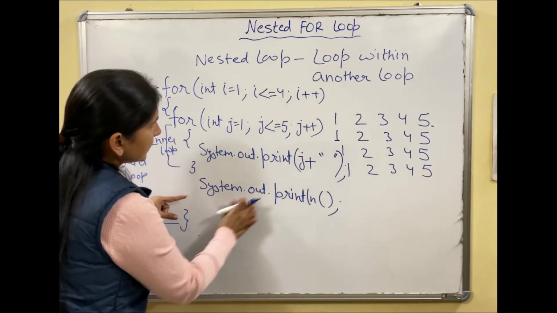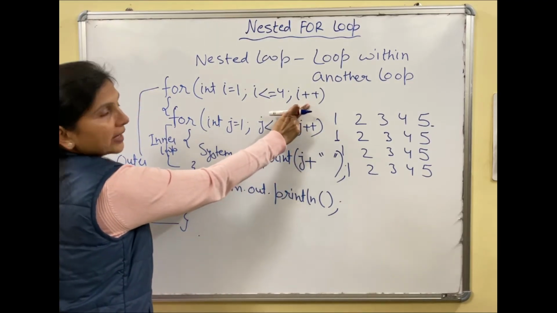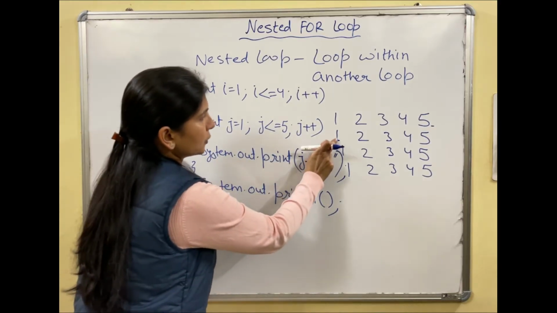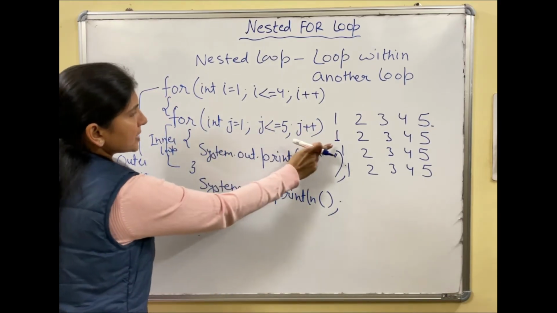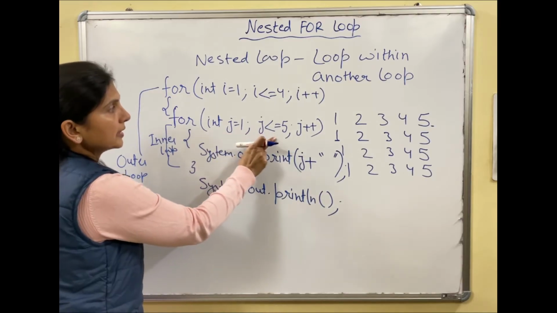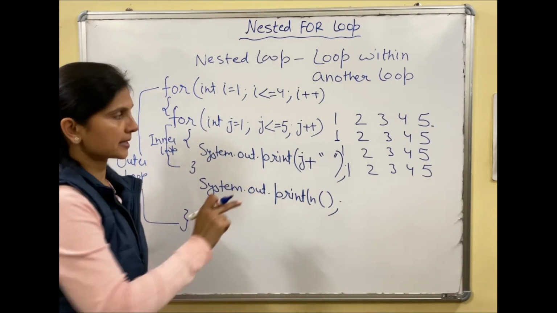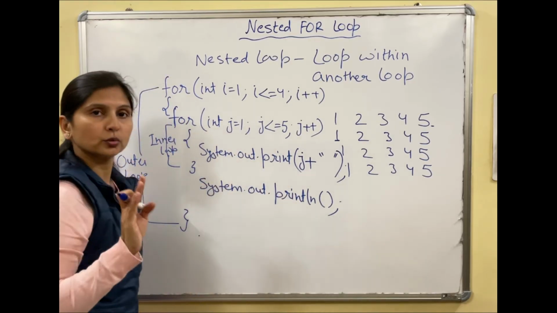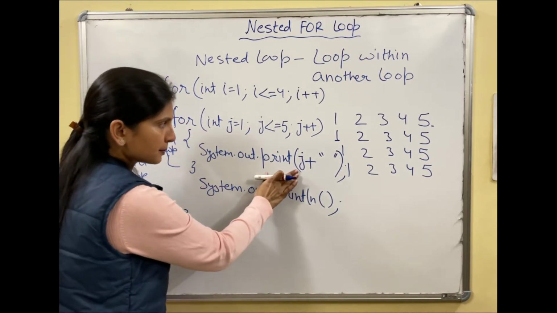Fine. Then again it will go there. What is the value of i? 2 now. Fine. For the second iteration, for the second row, again the inner loop will run 5 times. So again, what will be displayed? 1, 2, 3, 4, 5 will be displayed.